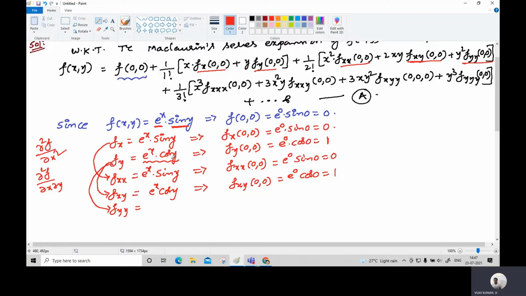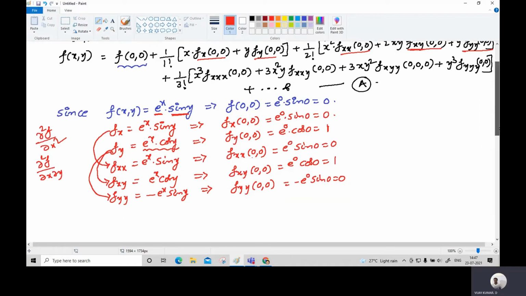Already fy is e power x cos y. You can take another partial derivative with respect to y. You will get minus e power x into sin y. Whenever we are taking the partial derivative with respect to y, only y is the variable, remaining are all constants. Just remember that point. So it would be minus e power 0 into sin 0, which is 0.